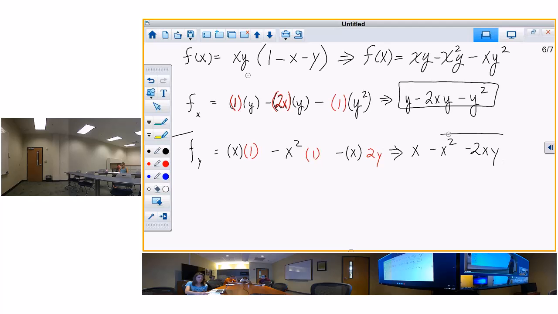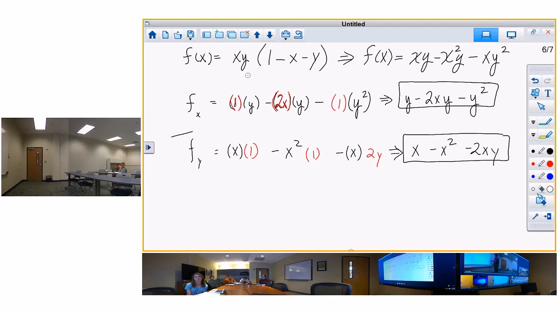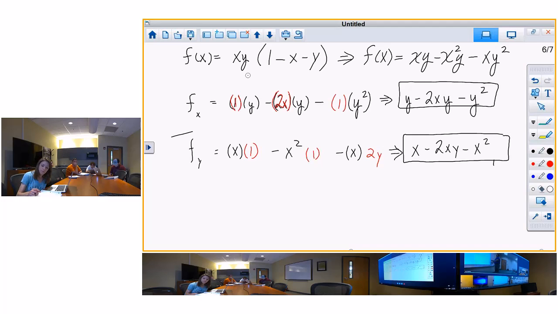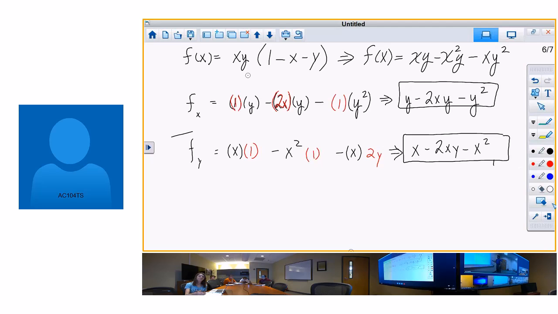What do you notice about them? Well, if you interchange these two right here, what would you get? About the same thing, but with x. Exactly. See it? And you'll start to see these patterns as you do problems.